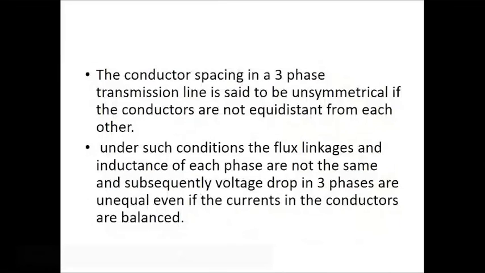The conductor spacing in a three-phase transmission line is said to be unsymmetrical if the conductors are not equidistant from each other. Under such condition, the flux linkage and the inductance of each phase are not the same, and subsequently the voltage drop in three phases are unequal even if the currents in the conductor are balanced.